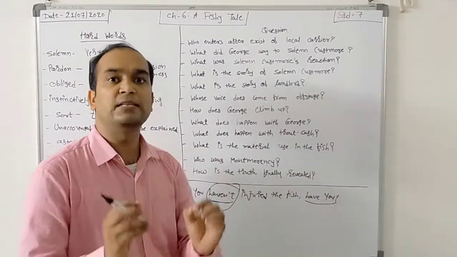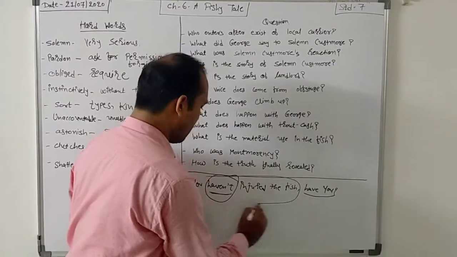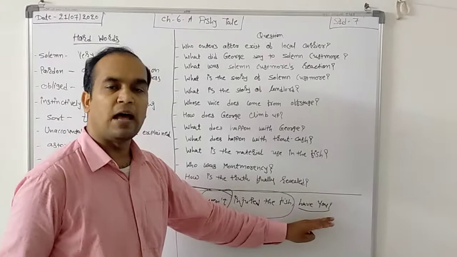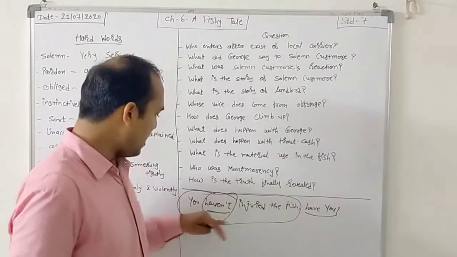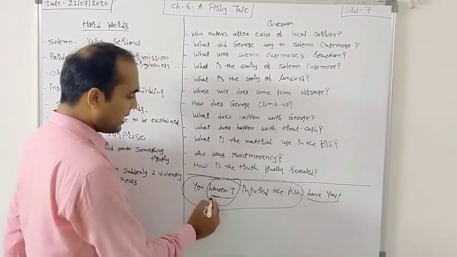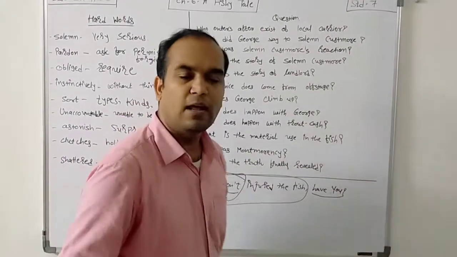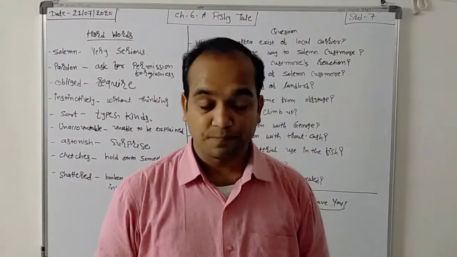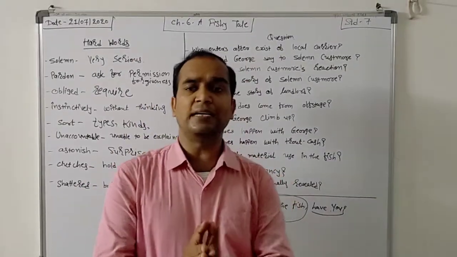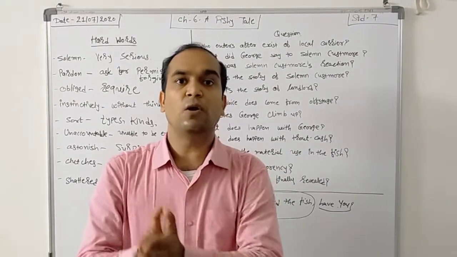Question tag is a very simple and easy topic. If there is a sentence, and before the comma the sentence is positive, then the tag at the back is negative. If there is negativity here, then positivity there. So here, haven't you? We just have to write down have you, then put the question mark. It is your question tag. It means when we have stated a statement, now we want confirmation.